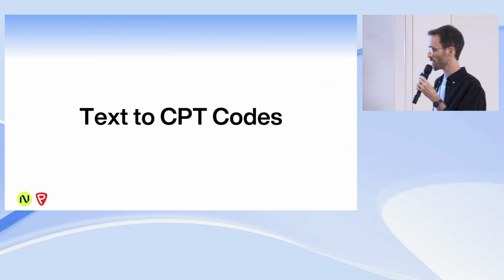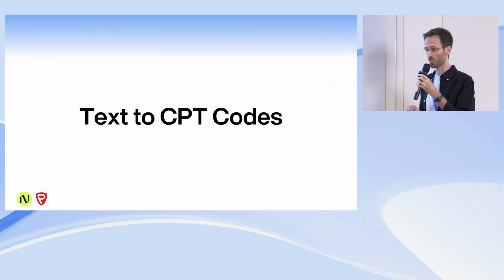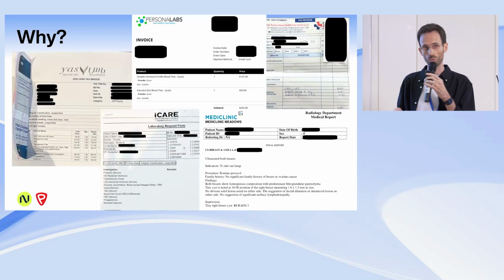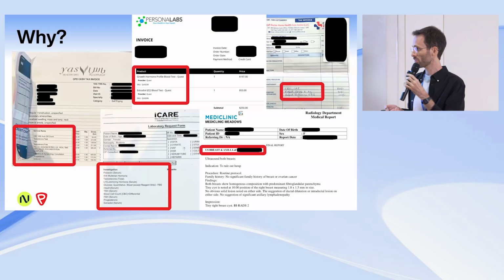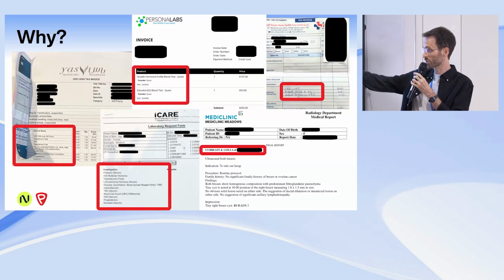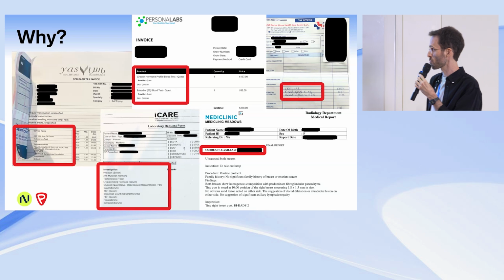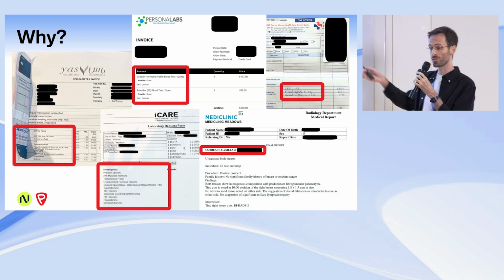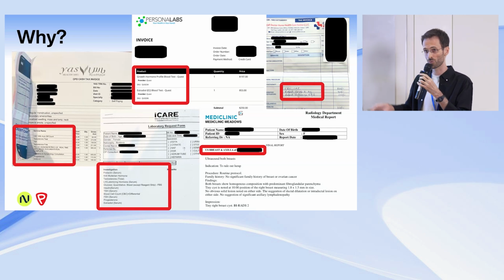So now we can talk about the more advanced goal. But why do we even need it? Well, basically, not all documents contain CPT codes. In some, they are just obscured, as you can see on the left side. And in others, there is a bunch of text that we have to classify.